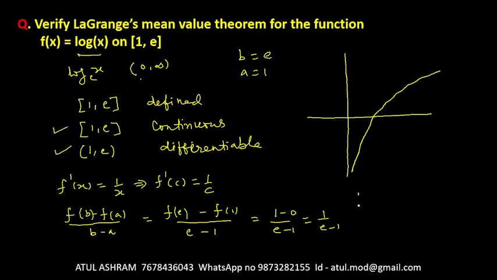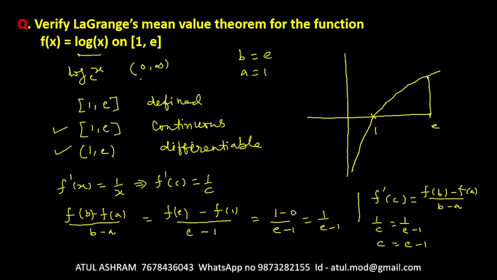Fine. If f'(c) is equal to this value, (f(b) minus f(a)) divided by (b minus a), that means 1 by c is equal to 1 by (e minus 1). Therefore, c is equal to e minus 1. Right? This point is 1 and this point is e. So, this point on the graph is (e, 1) and this point on the graph is (1, 0). Where is the point e minus 1?